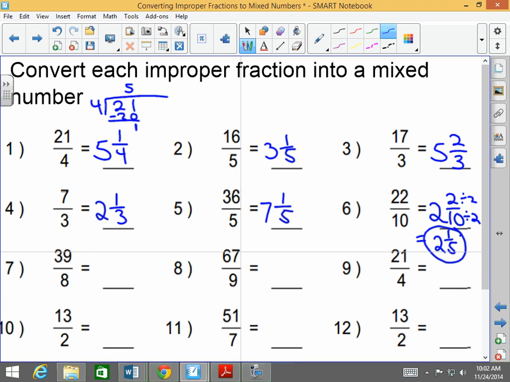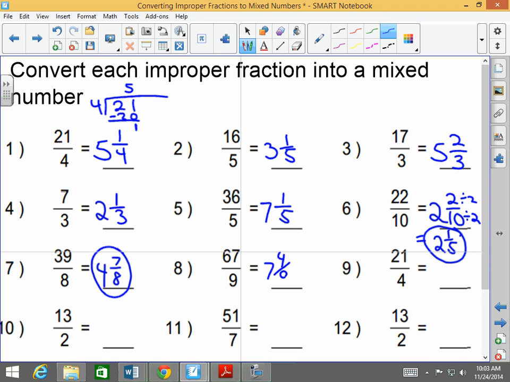How many times can 8 go into 39? 4 times? Yes, 4 times. Now, this is another good one. What's left over? 7, right? Because 8 times 4 is 32. So 7 is left over. Beautiful. Nice job. How many times can 9 go into 67? 7. What's left over? What's 9 times 7? 63. So what's left over? 67 minus 63 is 4.